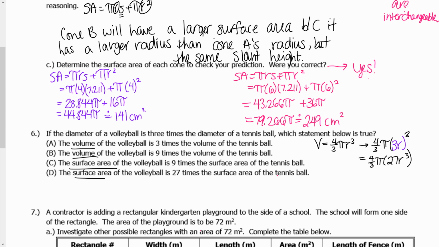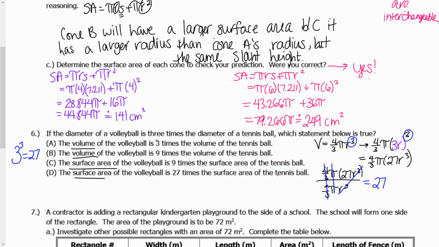r cubed. So then if I were to divide those two values right here, 4/3 pi times 27 r cubed over 4/3 pi times r cubed, the 4/3 will cancel out, the pi's will cancel out, the r cubes will cancel out. So that means that the volume is 27 times larger, okay? And don't forget, the shortcut is just take your scale factor, which is 3, and raise it to whatever power we have here, which is to the power of 3, which is 27.